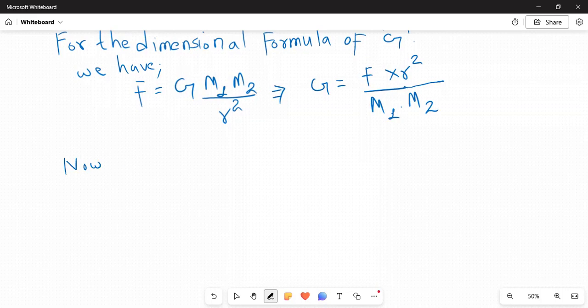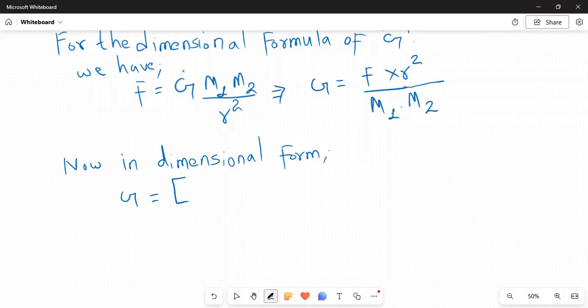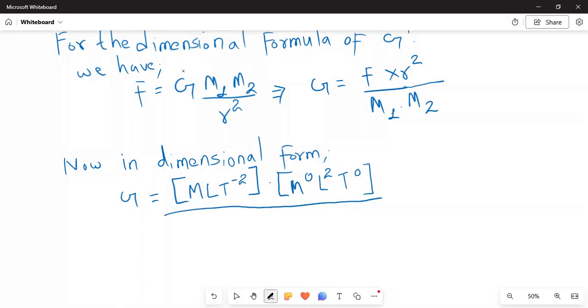Now, in dimensional form, G equals, we must write the dimension of F. F is force here, so its dimension is force equal to mass into acceleration, that is M L T^-2. As r is the distance between the centers of two bodies, its dimension is M^0 L^2 T^0, since there is a square. Upon, as m1 and m2 are the masses of two bodies, m1 equals M L^0 T^0, and m2 is also dimensionally M L^0 T^0.